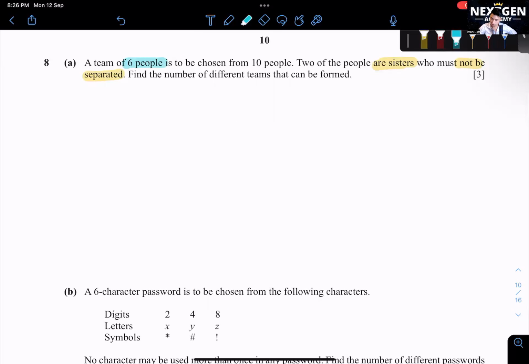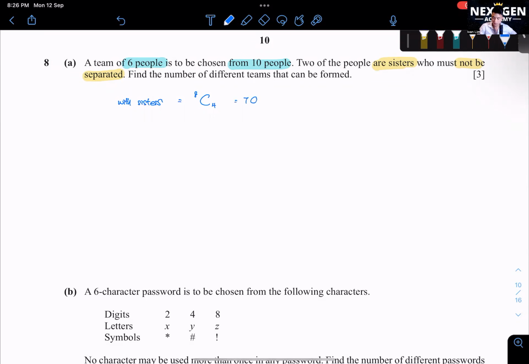Okay, 6 people from 10 people. So how do we calculate this? They cannot be separated, right? So cannot be separated means you include them, or the other case, we choose without them. The first one is with sisters. If we choose with sisters, the 2 sisters must already be inside, right? So there are just 8 other people that we can choose from to fill up the other 4 spaces, because the sisters already take 2 spaces here.